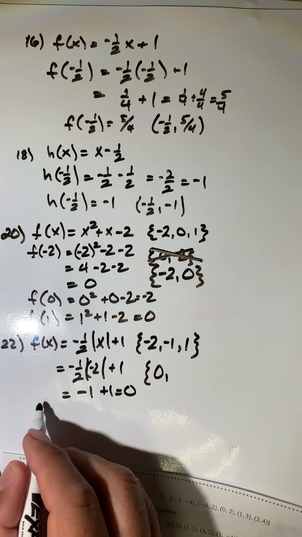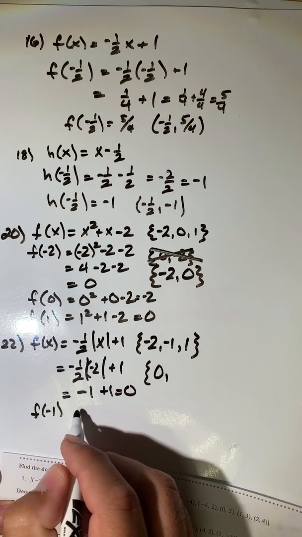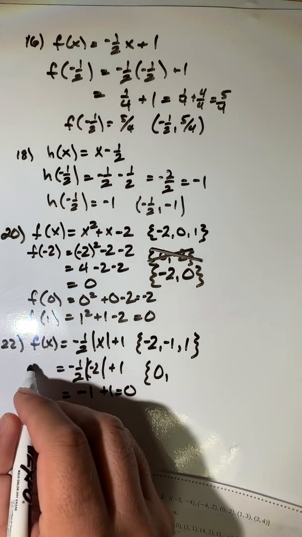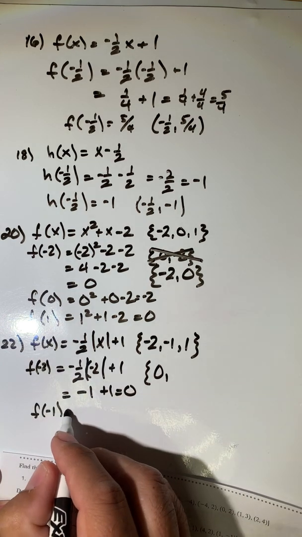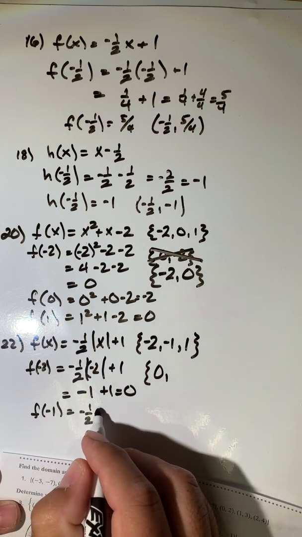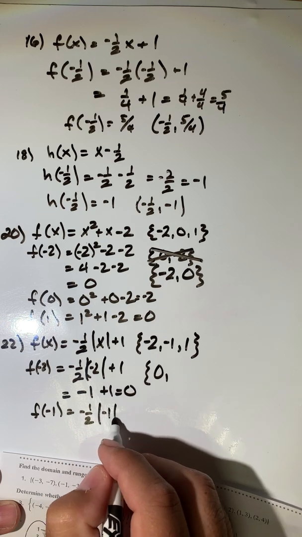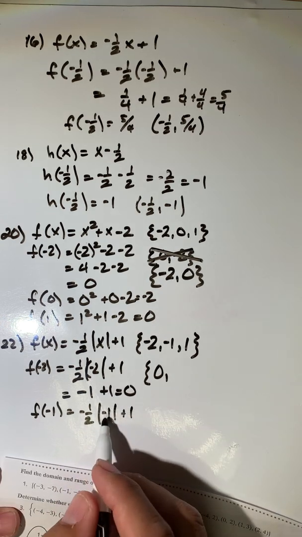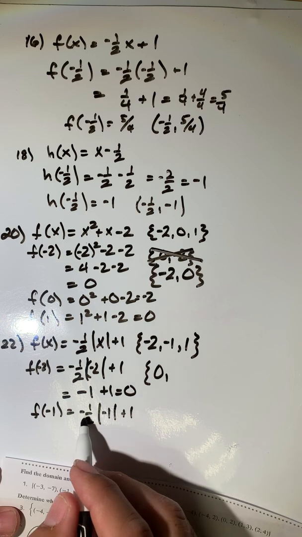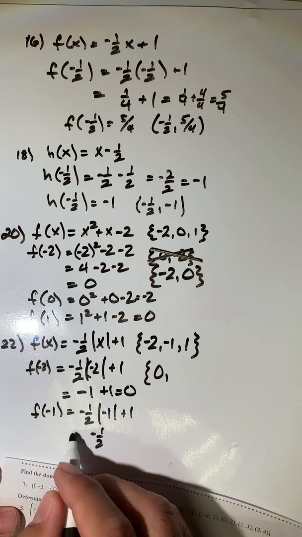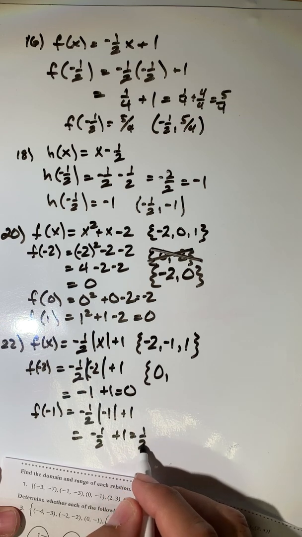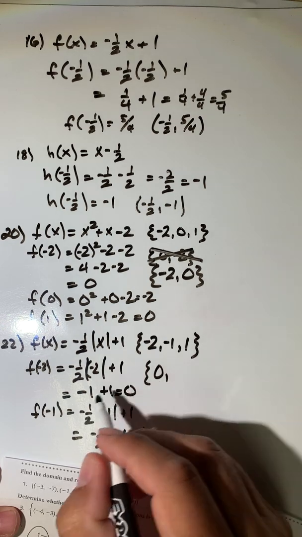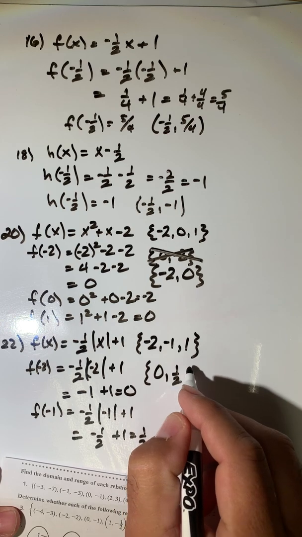So I'm going to do f of negative 1. Oh, this really should have said f of negative 2 up here. So f of negative 1 is going to be negative 1/2 times the absolute value of negative 1, plus 1. The absolute value of negative 1 is 1, times negative 1/2 is negative 1/2, plus 1. So it's 1 minus 1/2, which is 1/2. So I plugged in negative 1 and got out 1/2.